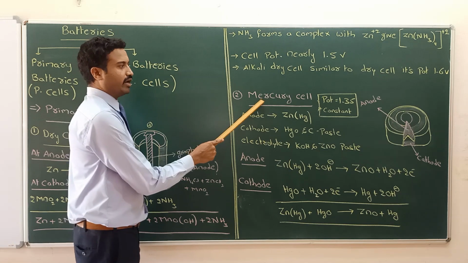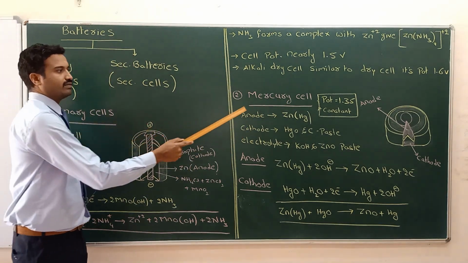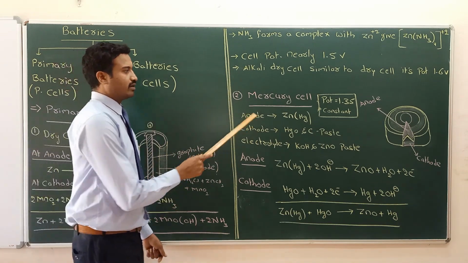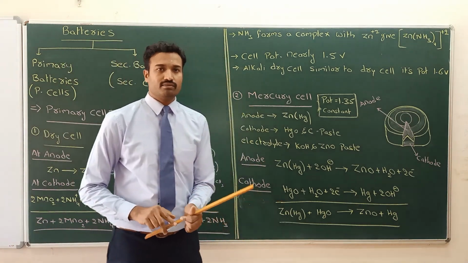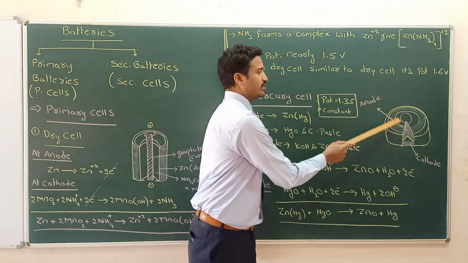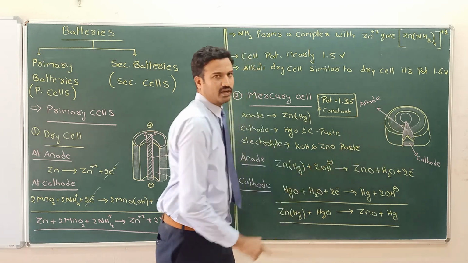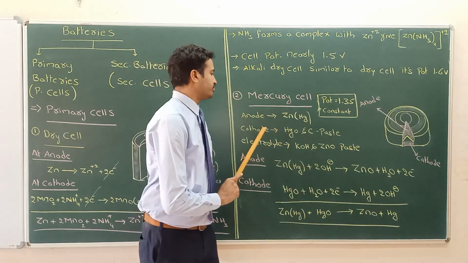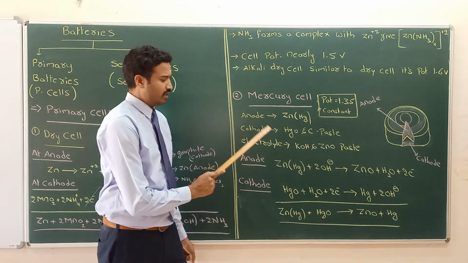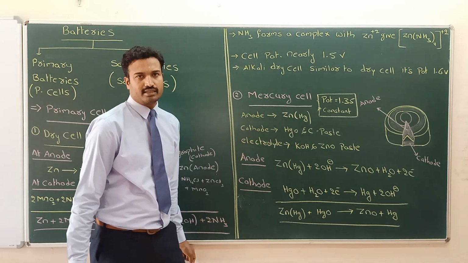Next example, the mercury cell. Of the primary cells, the first example, the dry cell, is completed. Next one, the mercury cell. The mercury cell, which we use in wristwatches and calculators, is called a button cell. This is a button cell. Here the same anode and cathode will be there. Here the reaction is at the anode. The anode is zinc amalgam.